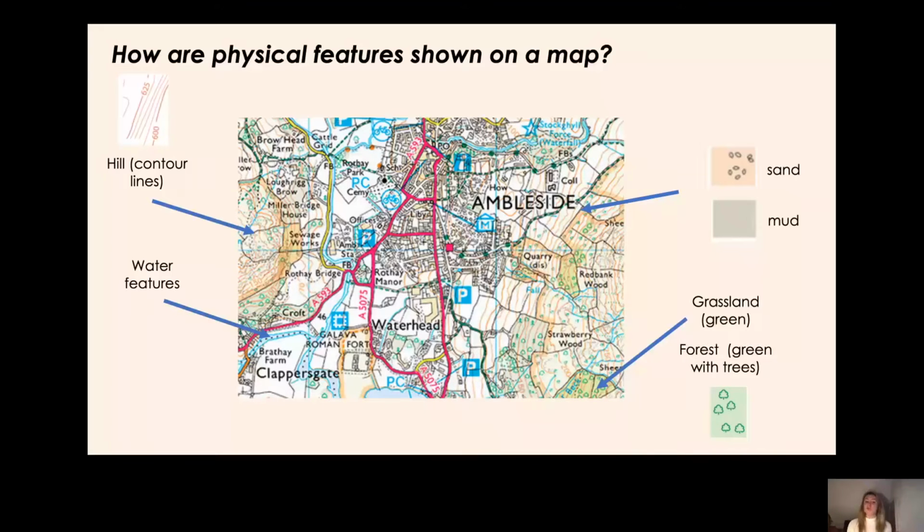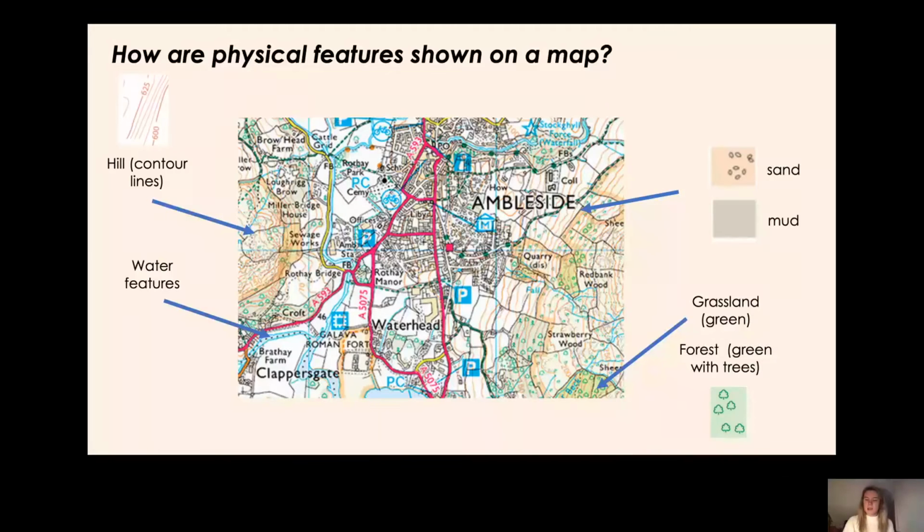Well, these are called contour lines, and these show hills and mountains, and they show you how high up you are. So on some of the lines, there are some numbers. So there's a line that says 100 and a line that says 150. And as the number gets larger, it means you are higher up. So if you're walking up a mountain, the number on the contour lines will get larger. Okay, so there we go. There are all the physical features and how they are shown on a map.